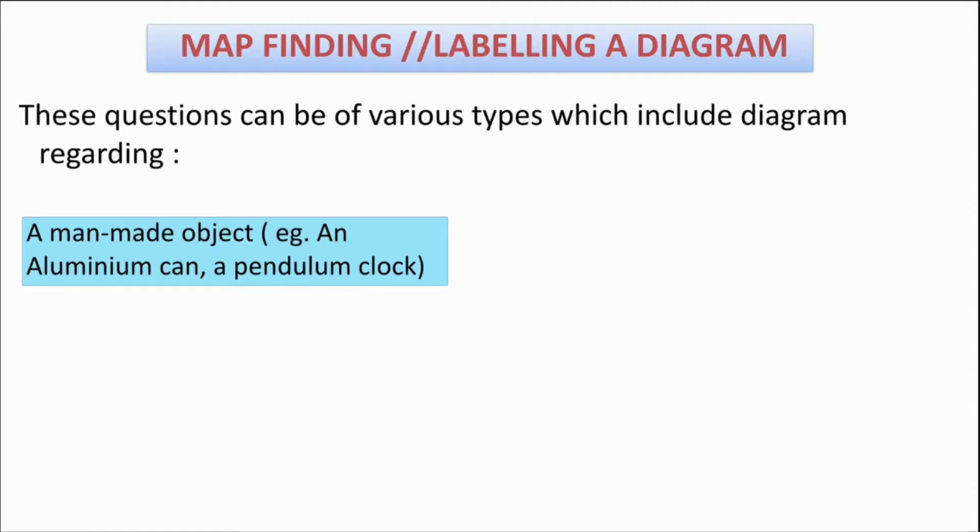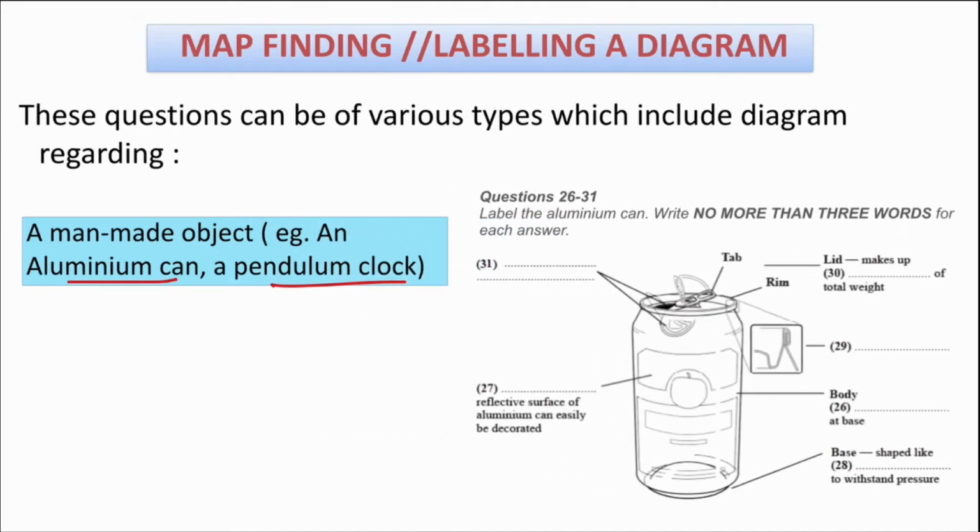For example, it can be a diagram of an aluminium can, or any pendulum clock, or anything else where you need to mark the labelings. The question will look like this. Here it is written, question number 26 to 31, there is an aluminium can and you need to label this can according to the audio.